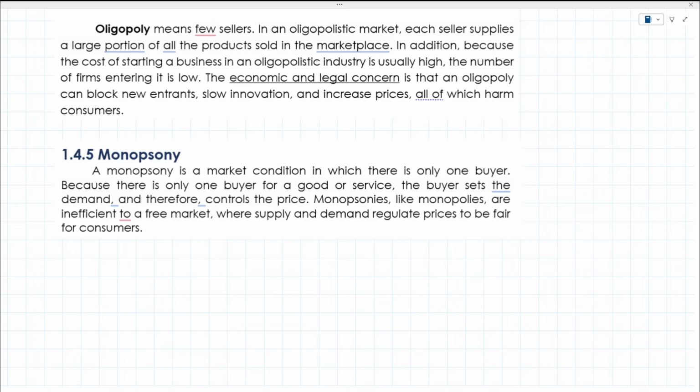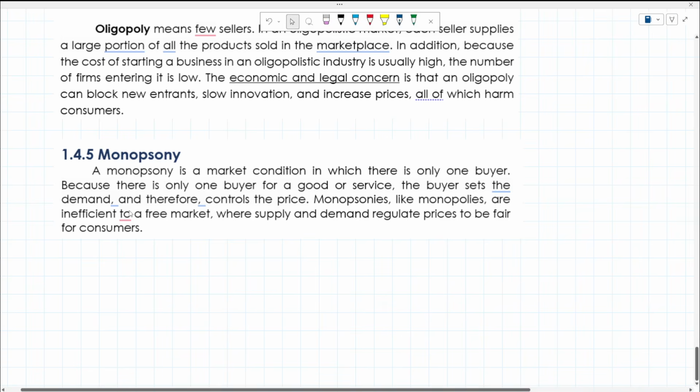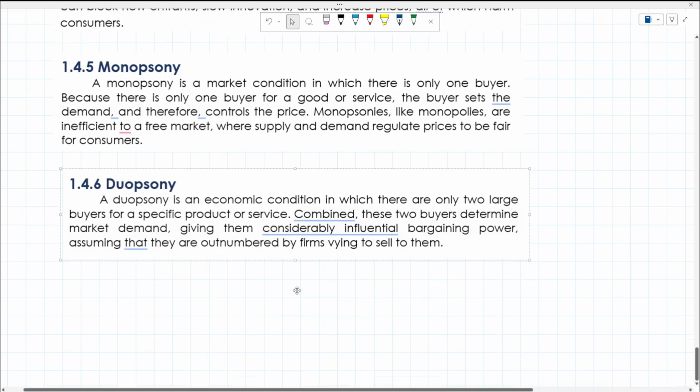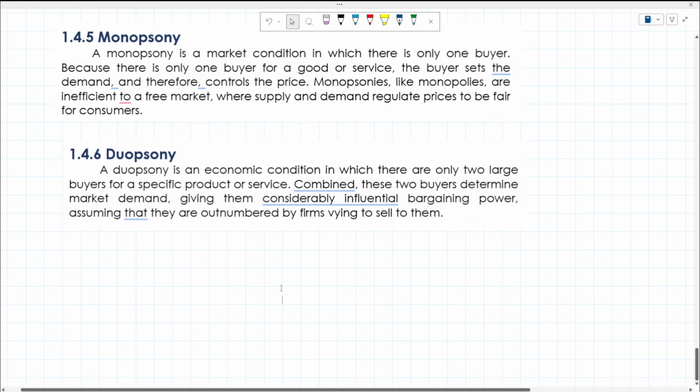So, next, we have duopsony. Yung duopsony naman, from the term duo, dalawa. Pero itong dalawa na to, hindi naman sila nagpapaligsahan. So, itong dalawa na to, ganun din, parang mga middleman. Pero nag-uusap yan. Okay? A duopsony is an economic condition in which there are only two large buyers for a specific product or service. Combined, these two buyers determine market demand, giving them considerably influential bargaining power, assuming that they are outnumbered by firms vying to sell to them.